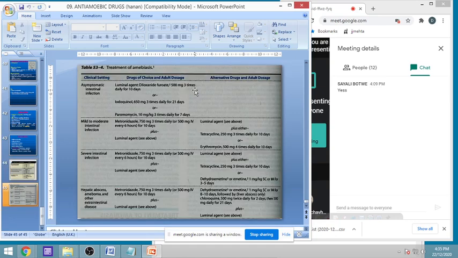And lastly, what are the various treatments? For asymptomatic intestinal infection, we give a luminal agent like diloxanide furoate 500 milligram 3 times a day for 10 days, or we can give iodoquinol 650 milligram 3 times a day for 21 days, or paromomycin can be given 10 milligram per kg 3 times daily for 7 days.